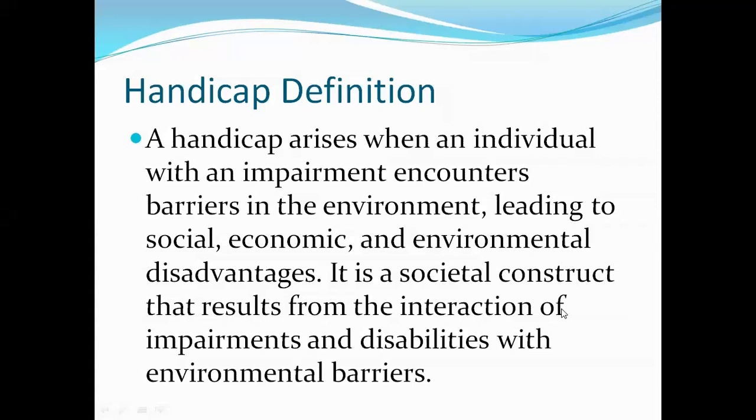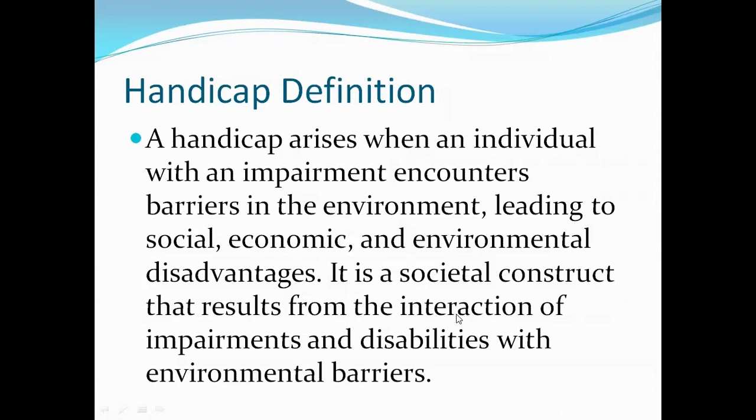So this is the handicap definition. This arises not only because of impairment and disability. At a higher level, social, economic, and environmental disadvantages also occur because of handicap. They cannot work, they cannot go to an office, they cannot travel in buses or trains. Physical movement becomes very difficult, so they cannot earn. Economically and socially also, they cannot go to all the places wherever they want. So such kind of environmental disadvantages will be there.